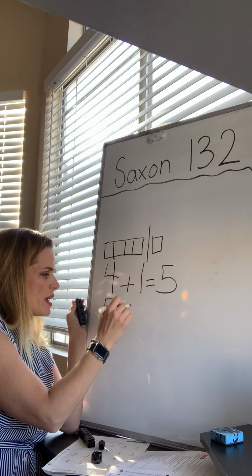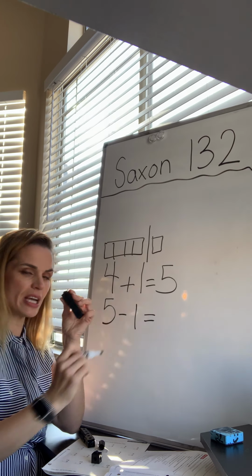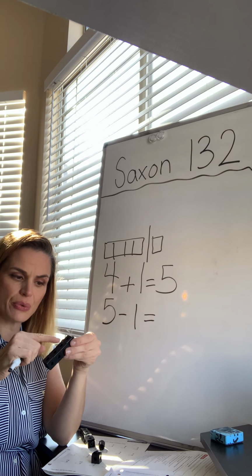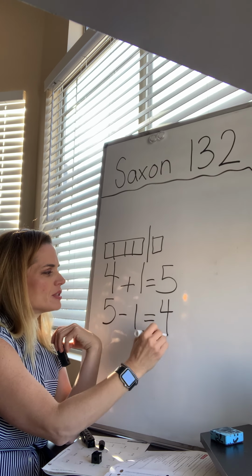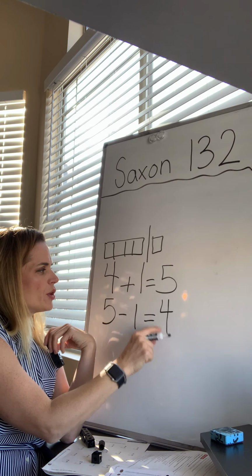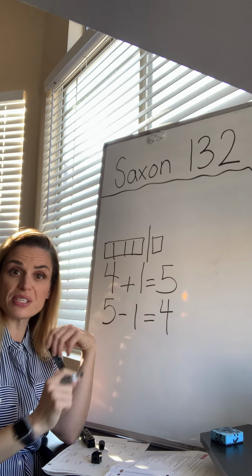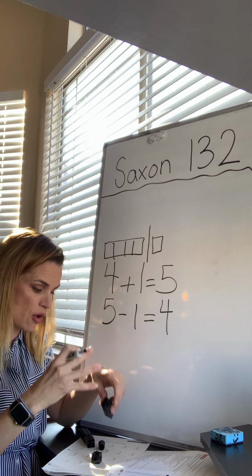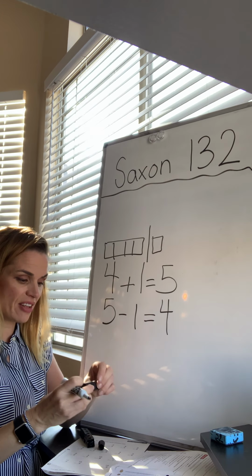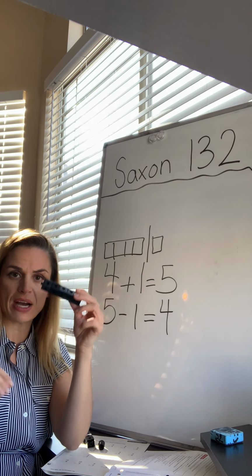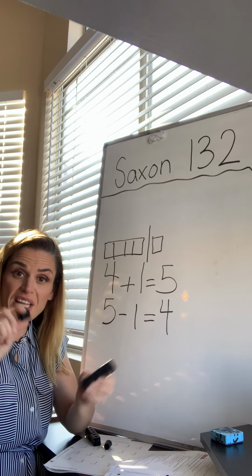5, take away 1 cube. How many cubes? 1, 2, 3, 4. 4, 1 and 1, 5 and 5. We're using the same numbers, all the same family. How about 1 cube?